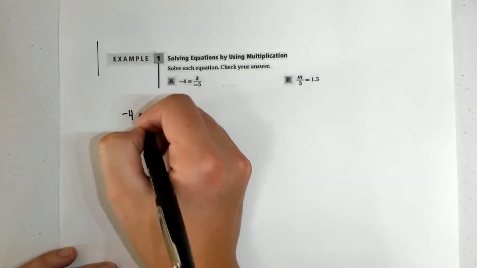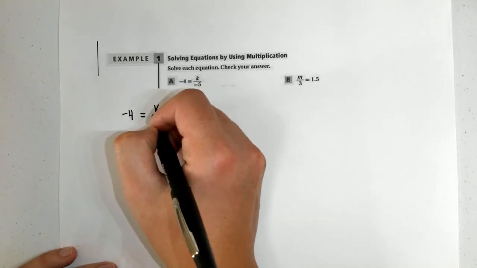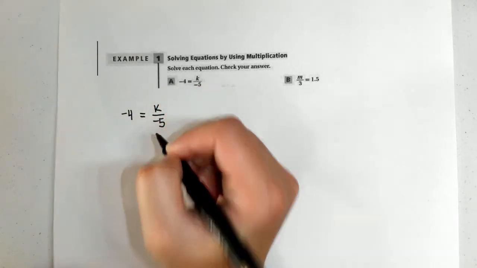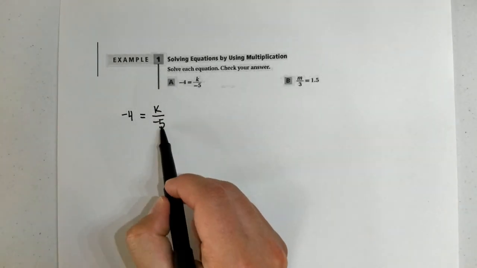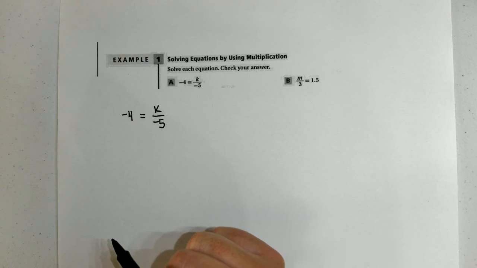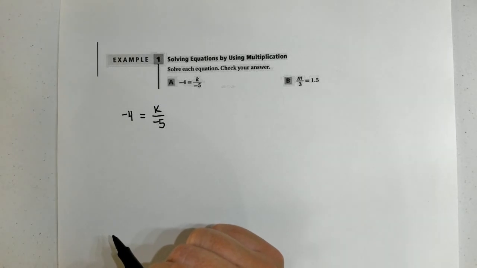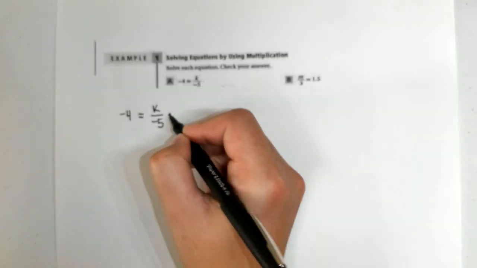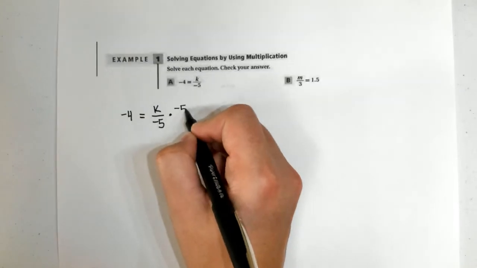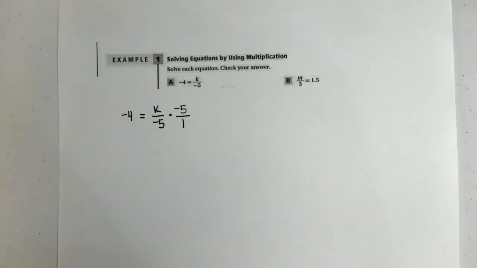For part A, we have -4 equals k divided by -5. That's a fraction, and fractions represent division. K over -5 means k divided by -5. So the opposite of dividing by -5 is going to be to multiply by -5. Because of what's happening here, I'm going to write -5 over 1, because -5 over 1 is the same thing as -5. I'm just putting it over 1.